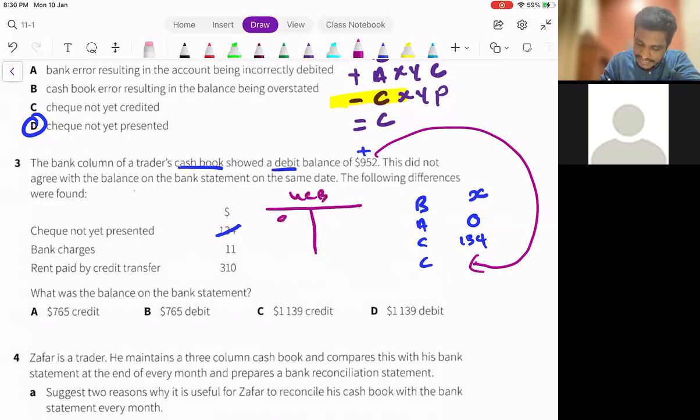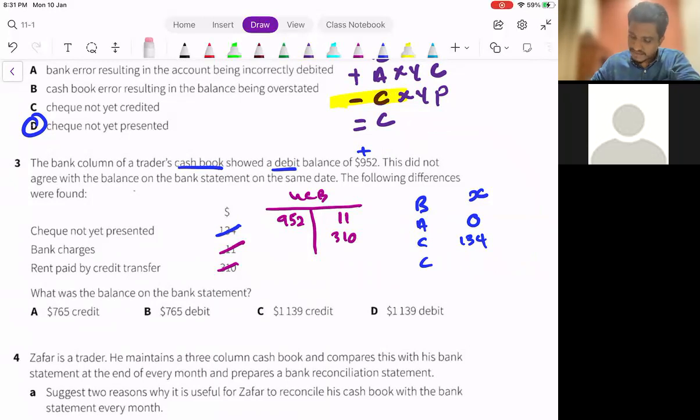So this is a debit balance 952, and bank charges will increase the updated cash book or decrease? Bank charges we need to pay, right? If we need to pay, it will be on the credit side. So 11 on the credit side. Rent paid also, we pay the money. It's an asset decrease, so it will be credit also, 310. Balance this up, you get a balance c/d. Can we calculate the balance c/d? 952 minus 11 minus 310. I get 631. So balance c/d is 631.